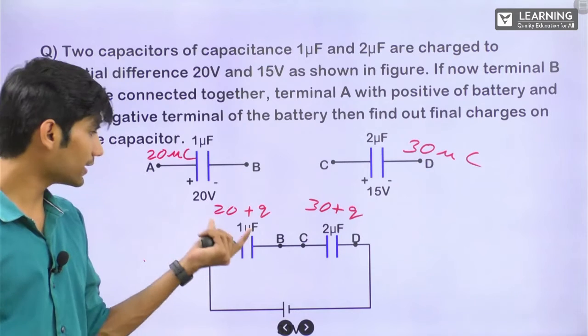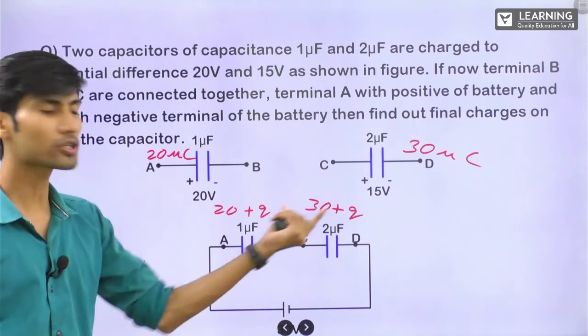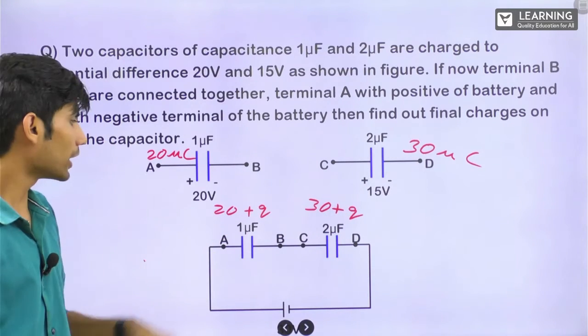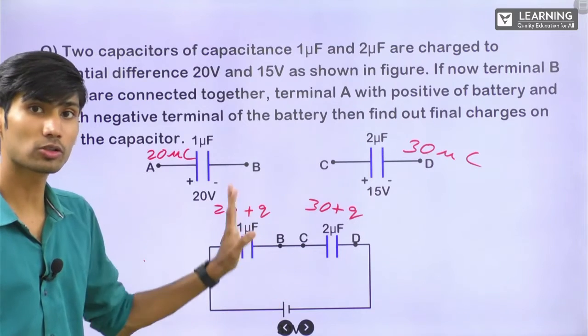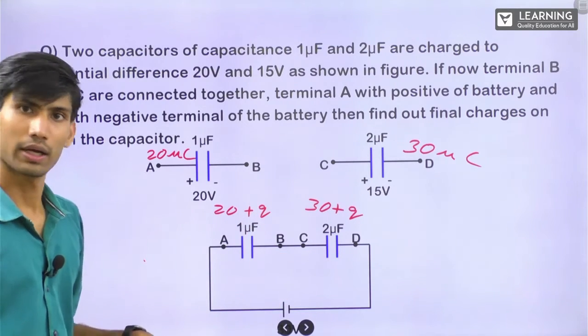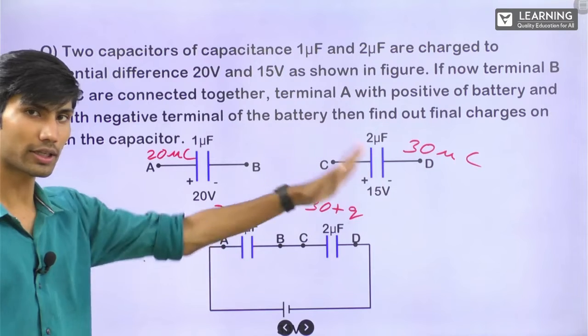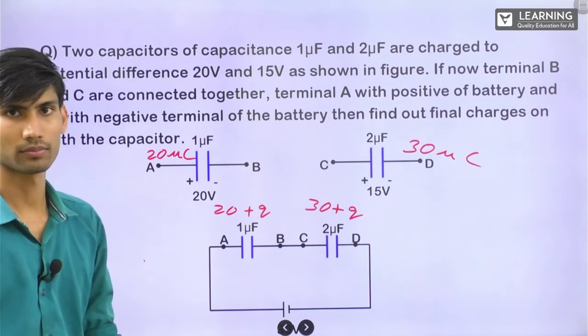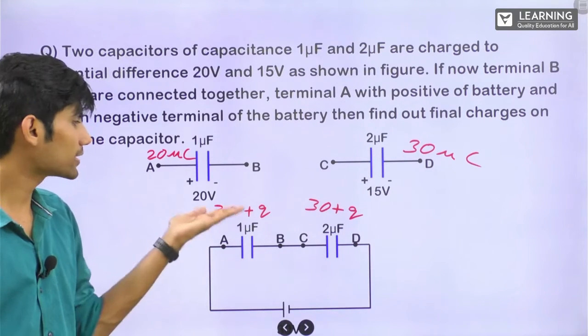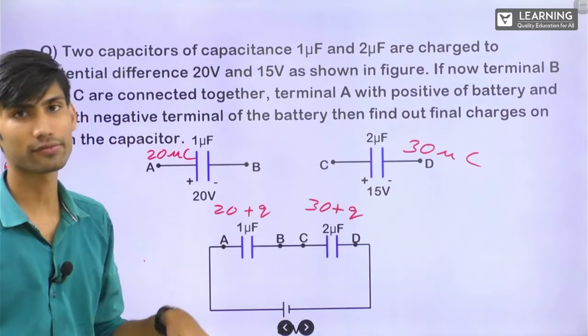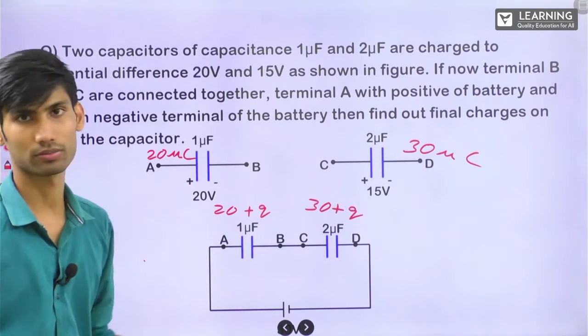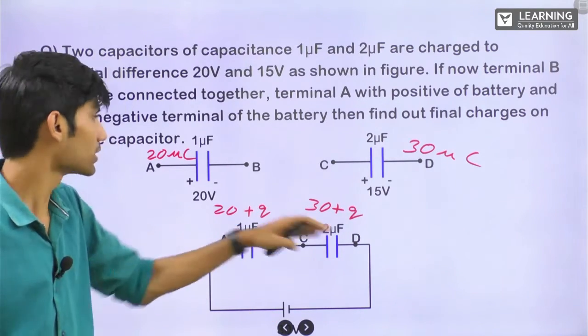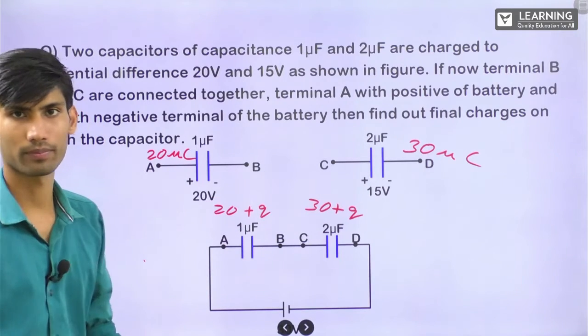So now finally this will be having 20 plus Q charge, this will be having 30 plus Q charge. Now this Q charge can be negative charge also, can be positive charge also. Here if you see, total voltage was 35, here it is reduced to 30. Right? That means the charge they are getting will be negative charge. Some charge will be taken out. Clear? They will be having less charge compared to when they were having here.